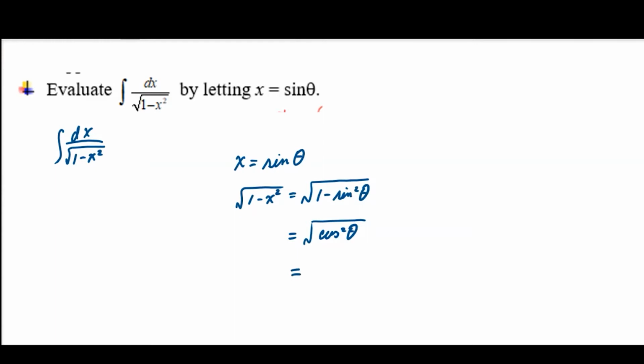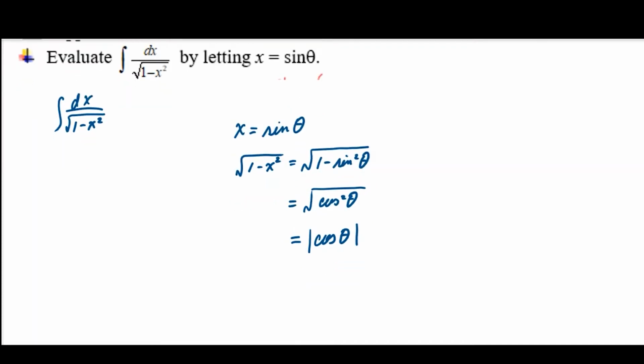And then, what's the square root of cosine squared theta? Is it this, or is it absolute value? What do you say? Also, and this is easy to forget, we need that dx. dx is the derivative of this thingy, so dx over d theta, if you will, is cosine theta, d theta. So what happens if you substitute it? The denominator becomes this, and the numerator becomes this. They almost cancel, right? So what is that thing?